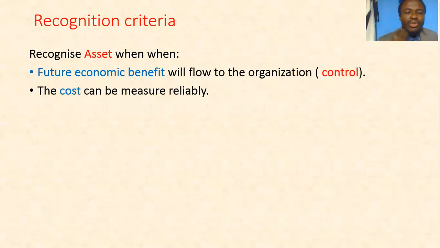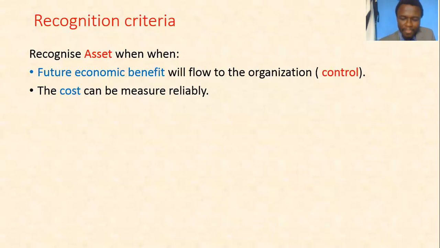Good. So if you receive benefit from it and you control the asset as well, then you can recognize it as an asset. If you don't control it and you're not going to receive future benefits, you can recognize it as an expense or whatever the recognition criteria dictate. And then the cost should also be measured reliably. If I don't know the cost, why do I put it on my balance sheet? There's no need. So for an asset to be recognized, you must control it. An asset is a resource controlled by the organization from which future economic benefits will flow.